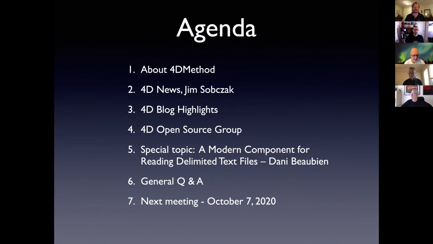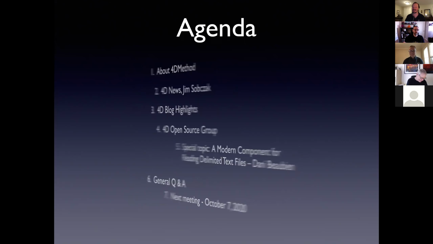We'll chat a little bit about the new 4D open source group that has formed recently. And then we'll have our special topic presenter. We'll welcome back Dani Beaubien, and he'll talk a little bit about his modern component for reading delimited text files. We'll have our questions and answers and talk about our next meeting on October 7th, 2020. The famed year, horrid year of 2020. But hopefully we'll make it better one way or another.